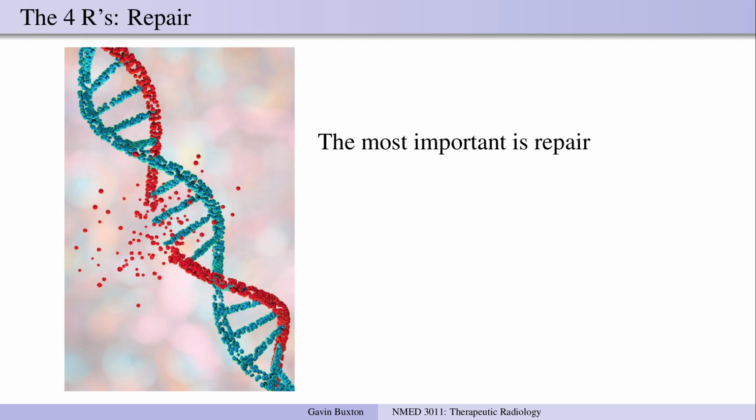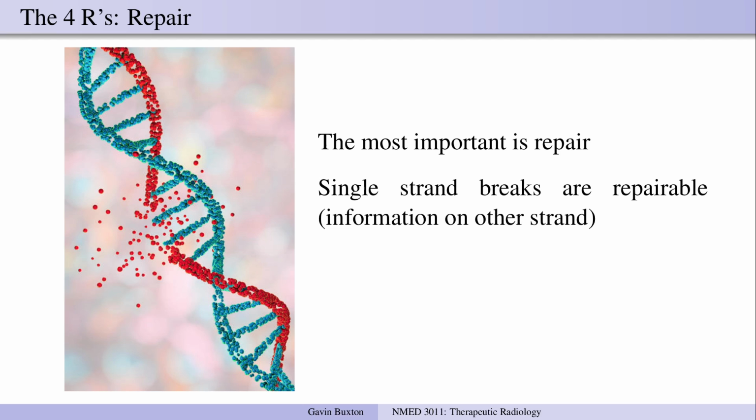The reason why it's the most important of the 4 R's is because most of what we do involves repair and taking advantage of repair. Consider the DNA molecule. Recall from all the way back in week 2 that single strand breaks are usually repairable. They're repairable because all of the genetic information is on the other strand of the DNA, and so the cell can copy the information from the intact strand over to the damaged strand, and no information is lost.